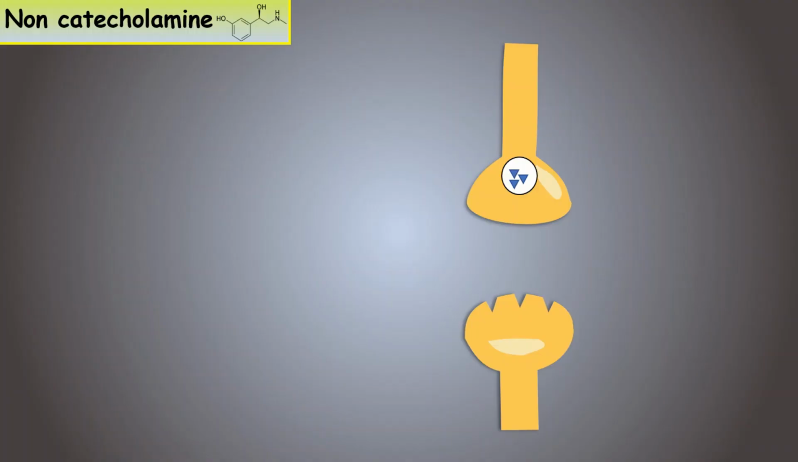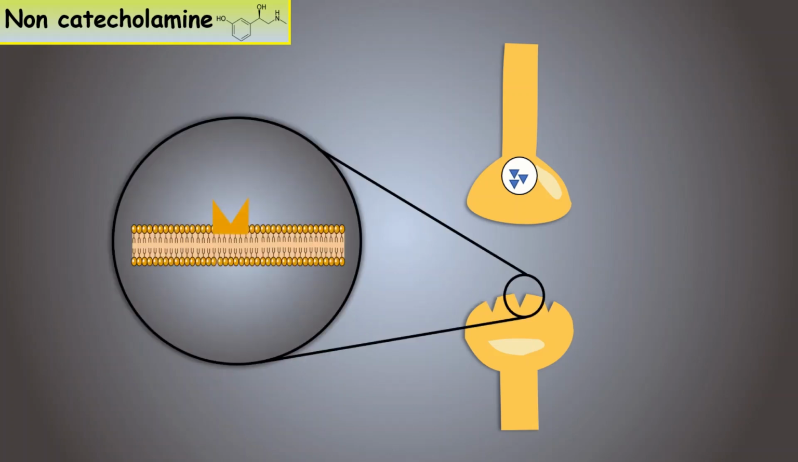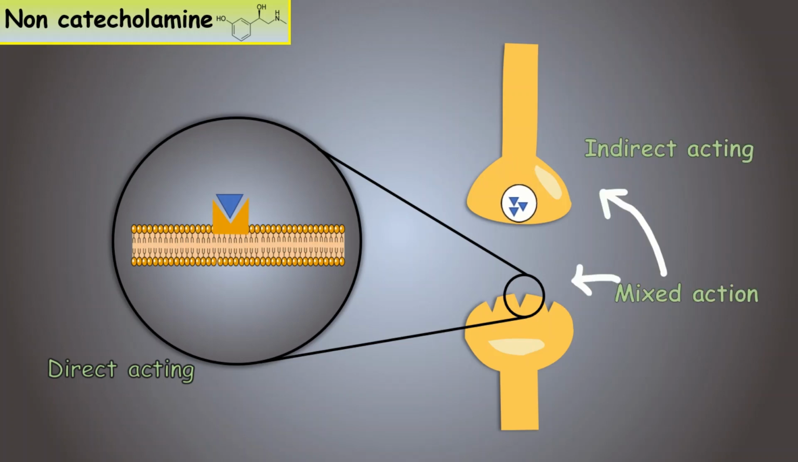Non-catecholamines. Non-catecholamines are direct acting, in which they activate receptors directly, indirect acting, in which they enhance the release of neurotransmitters from vesicles, and mixed acting, which perform both direct and indirect actions.